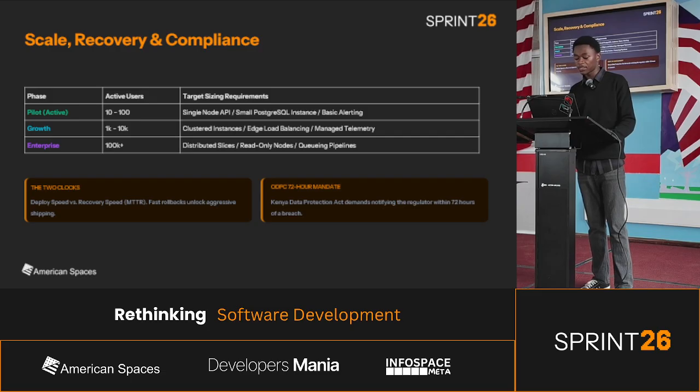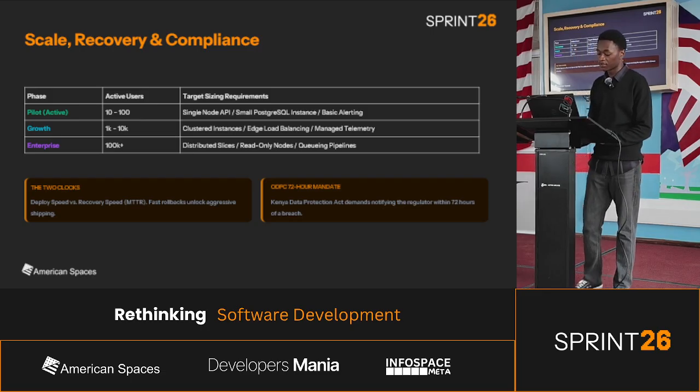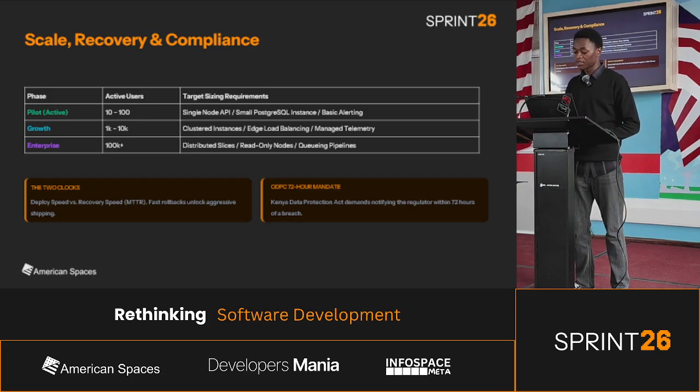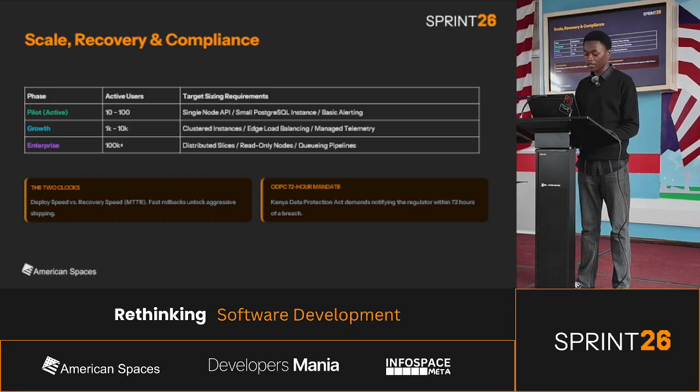Now your deploy speed doesn't matter if your recovery speed is slow. A 30-minute deploy with a 30-minute recovery means you can ship aggressively, while a 30-minute deploy with a 5-hour recovery means you can't. No matter how fast you can push code, because the cost of being wrong is too high.